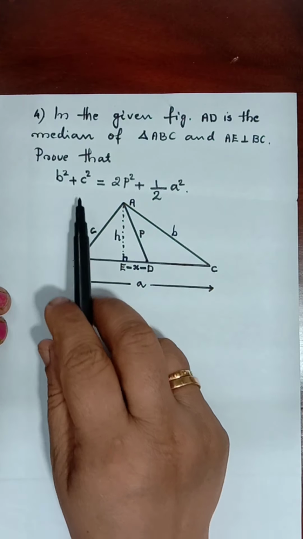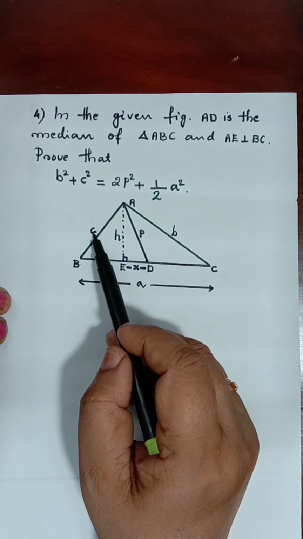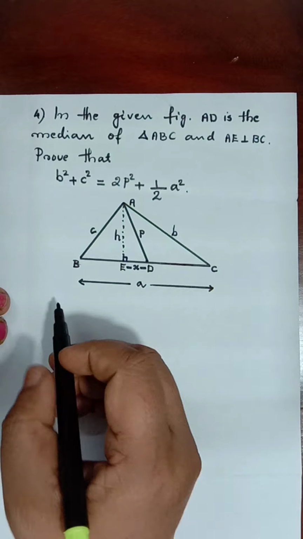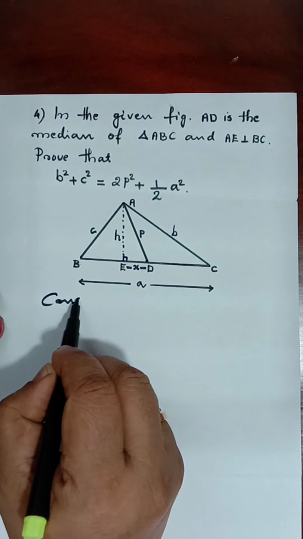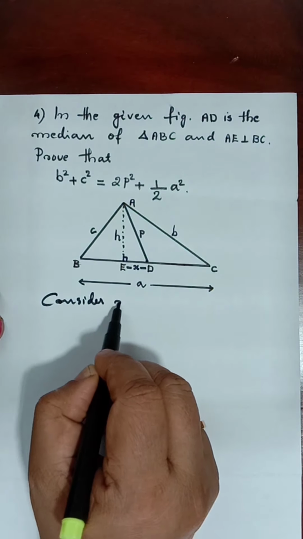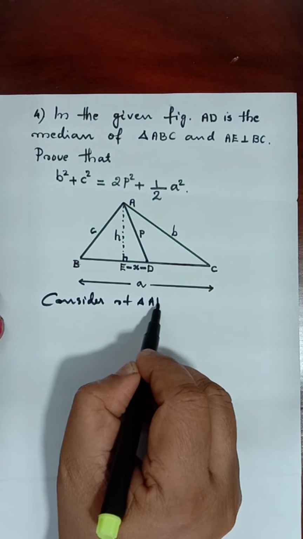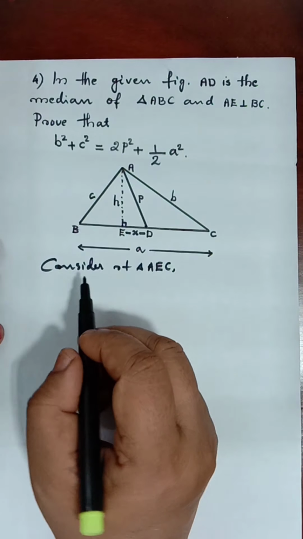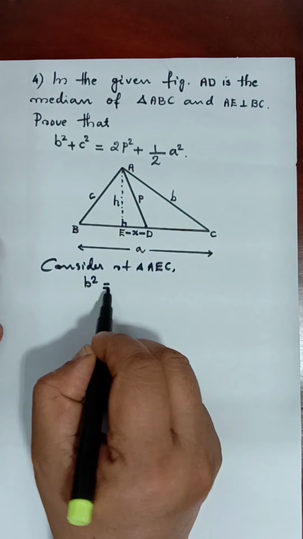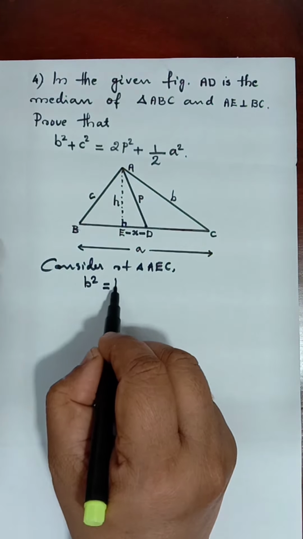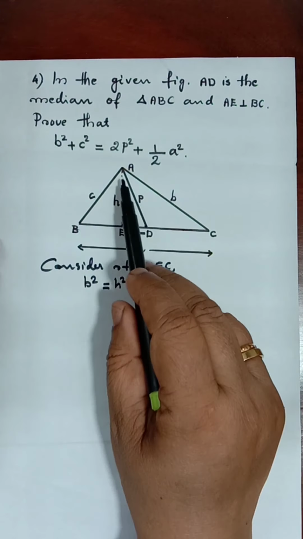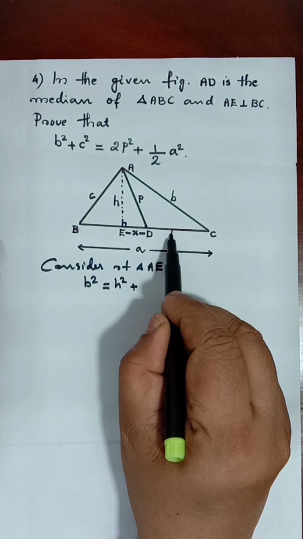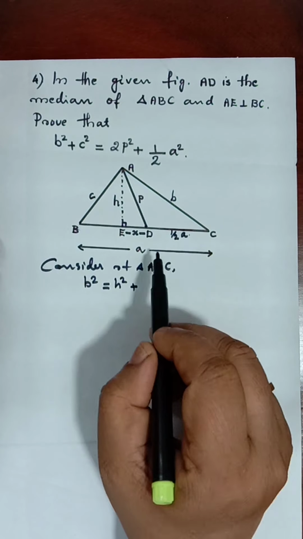Similarly, in the next step, we will find out what is C square. That is in right triangle AEB. Let us do that. Consider right triangle AEC. By Pythagoras theorem, we can write B square is equal to H square plus EC square. We are considering H square plus this is a half A actually.